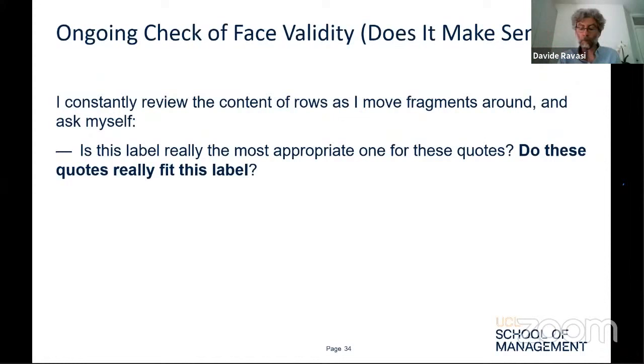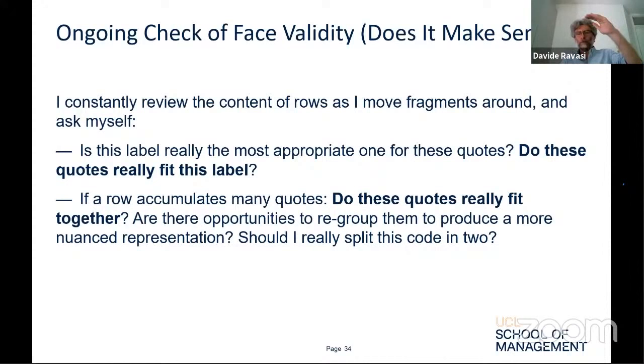If I see a row that is getting a lot of quotes, I start thinking, do they all really fit together? Do I have this overwhelming, vast support for this single idea? Or are there opportunities to regroup some of these quotes and develop more fine-grained second-order codes, each of them supported by 4, 5, 6 different quotes, and so tease out differences in the evidence?